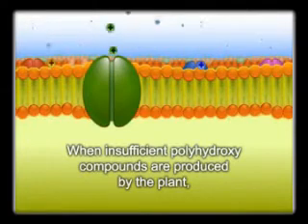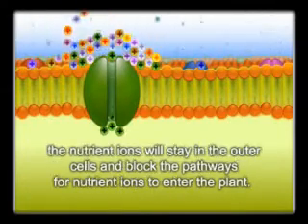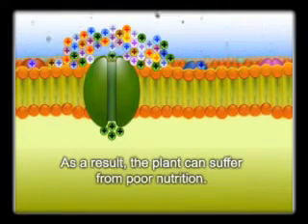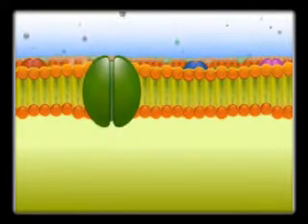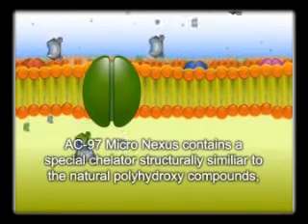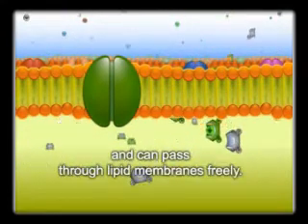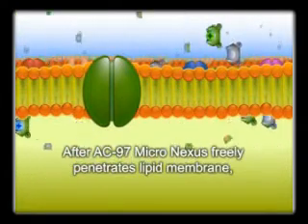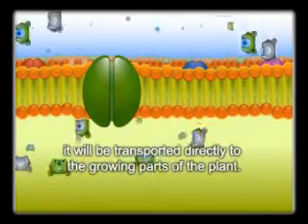When insufficient polyhydroxy compounds are produced by the plant, the nutrient ions will stay in the outer cells and block the pathways for nutrient ions to enter the plant. As a result, the plant can suffer from poor nutrition. AC97 Micronexus contains a special chelator structurally similar to the natural polyhydroxy compounds and can pass through lipid membranes freely. After AC97 Micronexus freely penetrates lipid membrane, it will be transported directly to the growing parts of the plant.